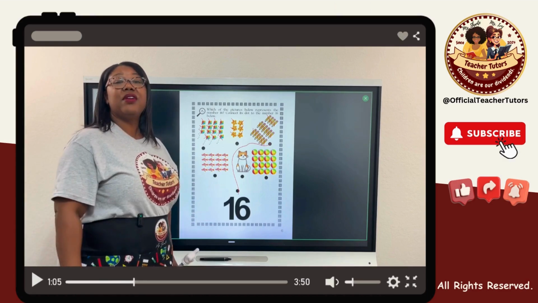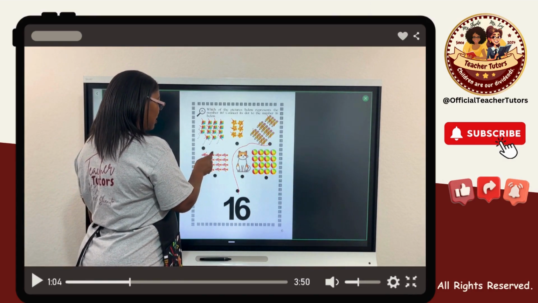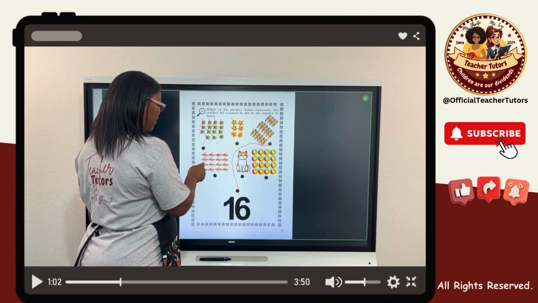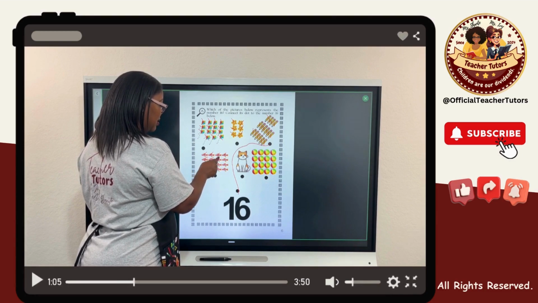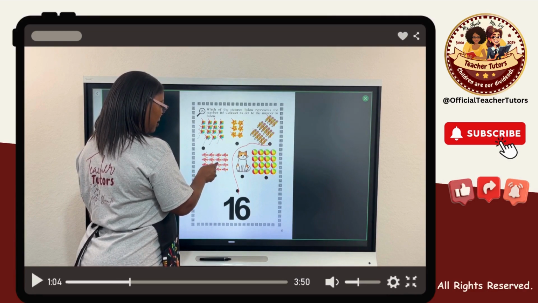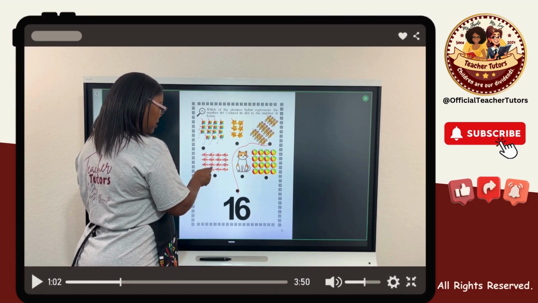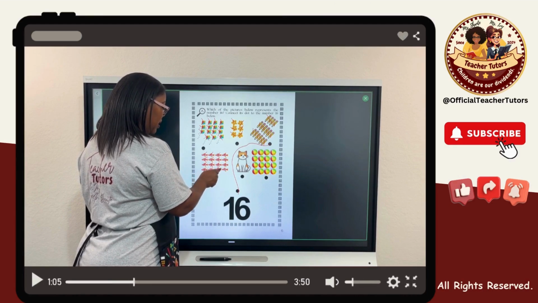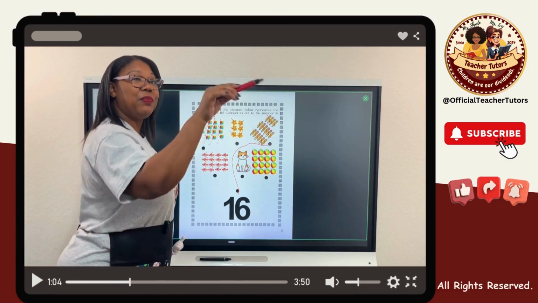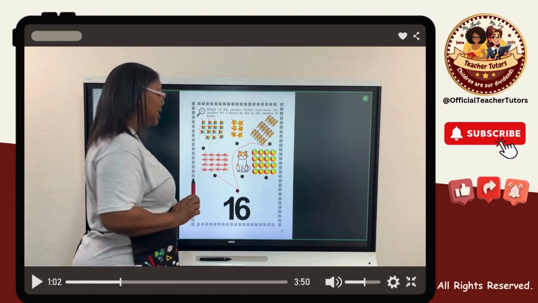All right, let's come over here and count the airplanes. Come on, count with me. 1, 2, 3, 4, 5, 6, 7, 8, 9, 10, 11, 12, 13, 14, 15, 16. 16 planes. All right, let's draw our line from the planes to 16.